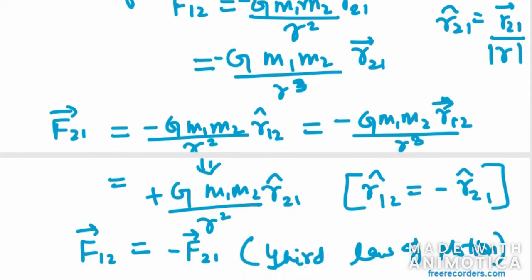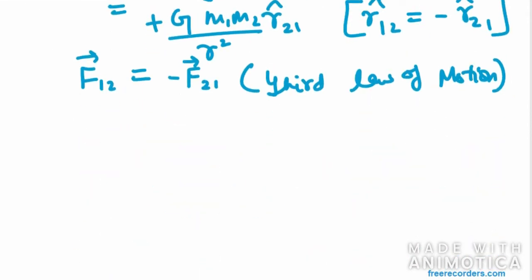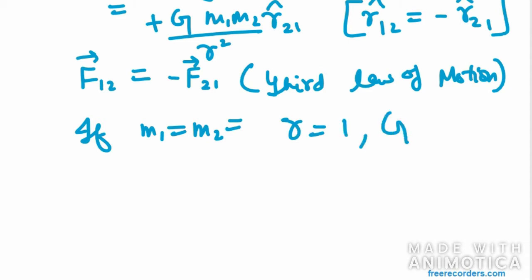Now a special condition is there. Suppose we have the same masses, m1 equal to m2, both equal to 1, and r equal to 1. Then G will be equal to F. So in this condition, the universal gravitational constant is equal to the force of attraction between two bodies, each of unit mass, whose centers are placed unit distance apart. That's the definition of G.